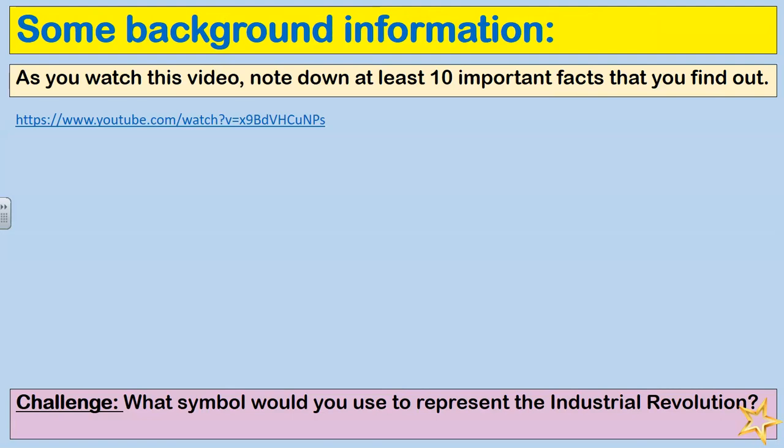Before we get going, we need a little bit of background information, and some of us might need to jog our memories about what the Industrial Revolution was. So, I have linked this video in the description on your Show My Homework and also in the video links on Show My Homework. It is the BBC Teach video. You just need to watch it and note down at least 10 important facts that you find out from this. So watch that, write down your facts, and then come back for your final task.